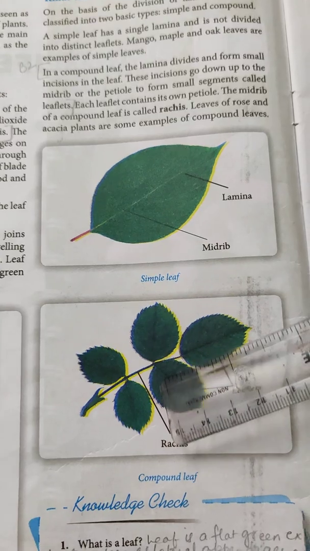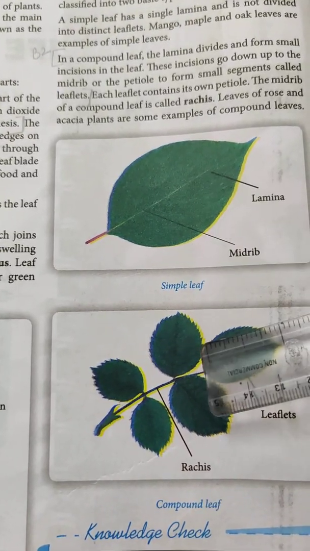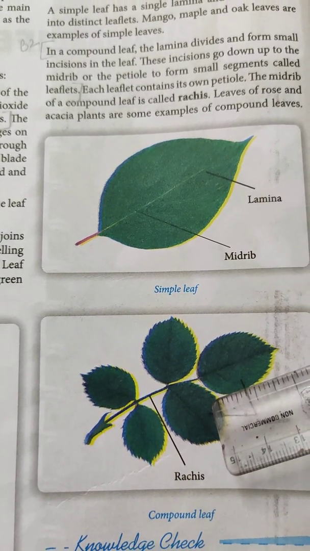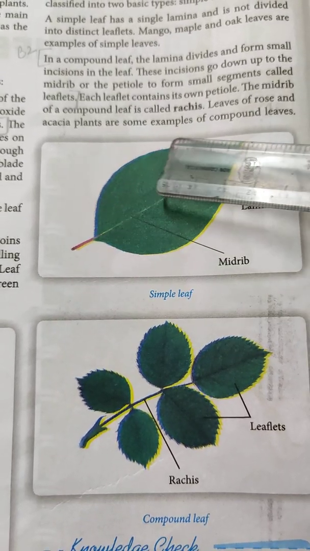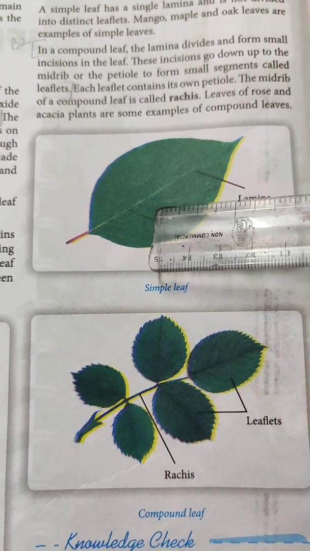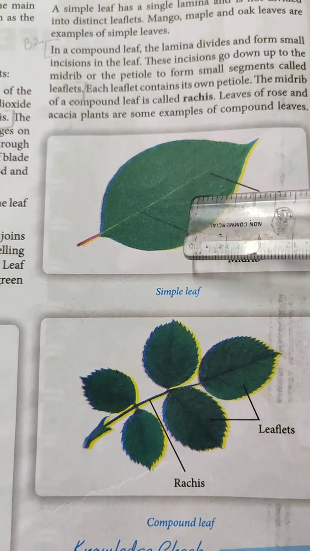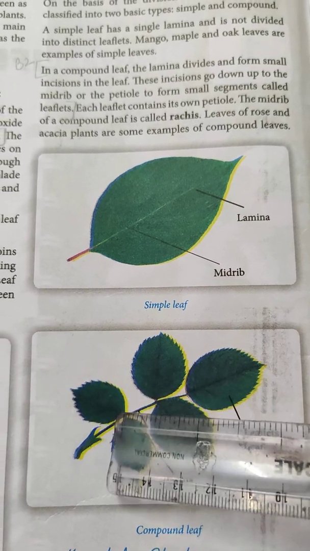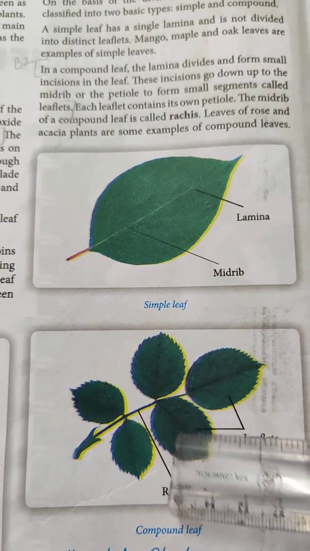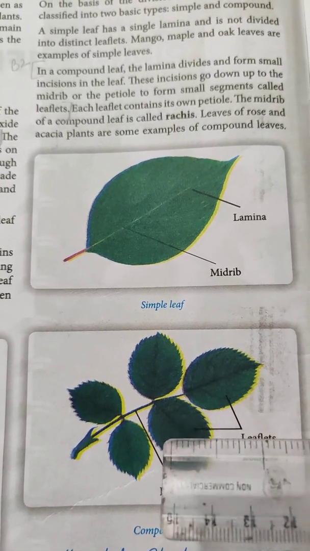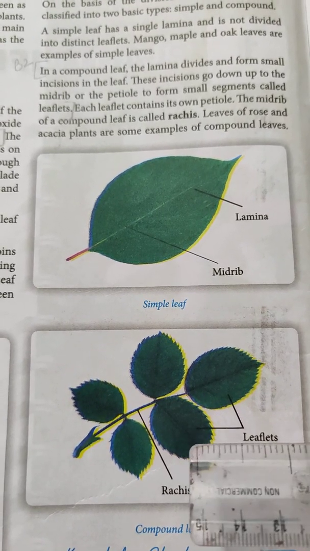Now, kinds of leaves. On the basis of the division of lamina, leaves are classified into two kinds: simple leaf and compound leaf. In a simple leaf, the lamina is single, it is not divided into distinct leaflets. Mango, maple, oak trees, they have simple leaves. This is a compound leaf where the lamina is divided into a number of small leaflets. Such compound leaves are found in rose plant and acacia plants.